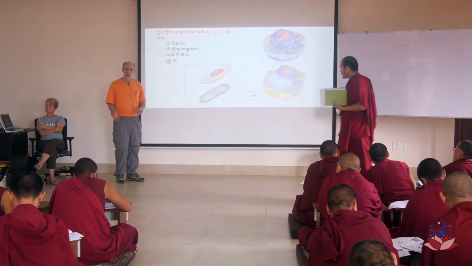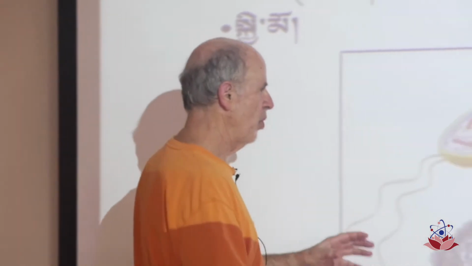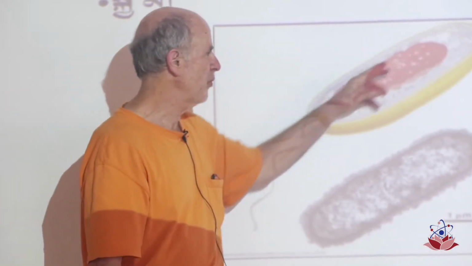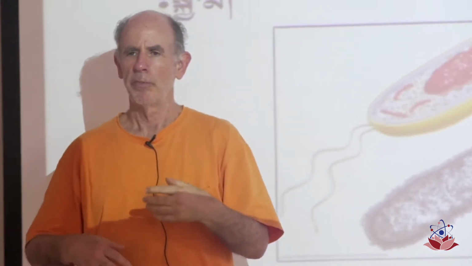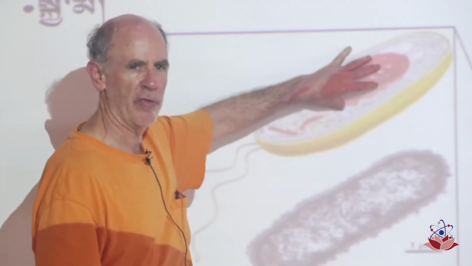So if you think about that, that's pretty much everything you need. You need something to hold it together. You need some stuff to do the work to take whatever the food is and convert it into something so the cell can grow and divide. And you need the information to do all of that.